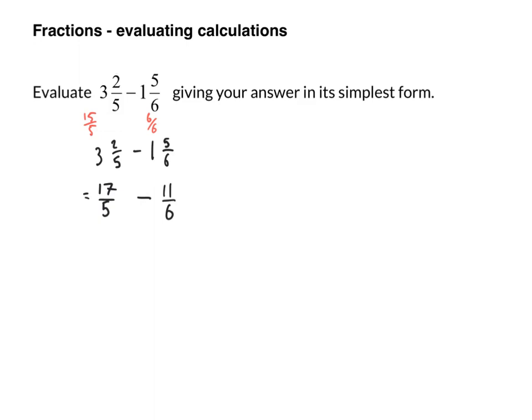I've got a subtraction, I've got unlike denominators, so I need to convert them both into equivalent fractions with the same denominator. 5, 6, the smallest number that's in both of those times tables is 30. So this means I'm going to have to times the top and bottom by 6 for the first fraction, and the top and bottom by 5 for the second fraction.